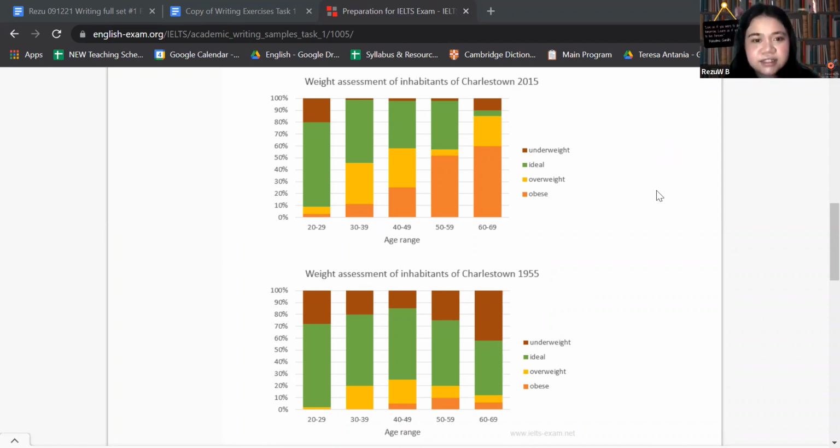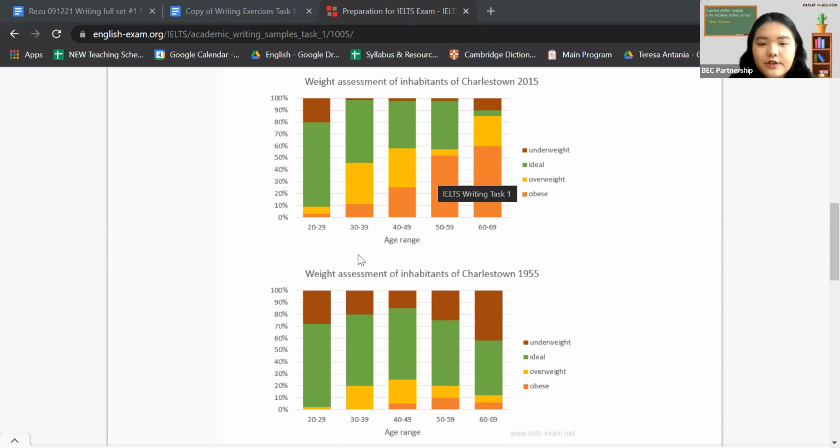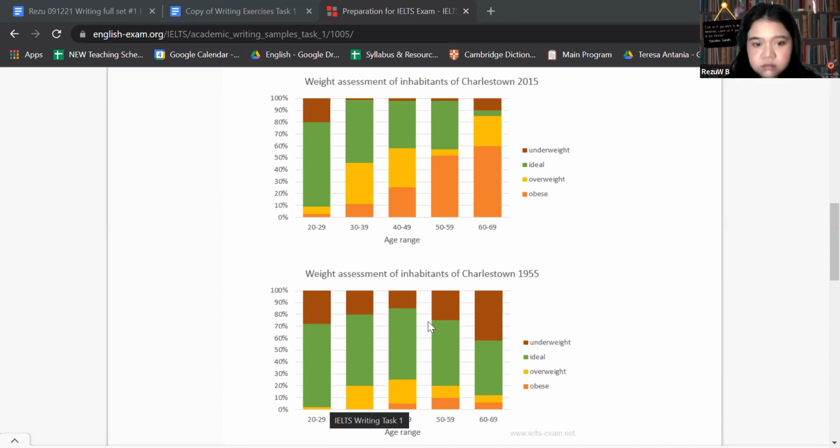Okay. For my overview, something like this, I will say that people of Charlestown in 2015 are less healthy than people in Charlestown in 1955. Oh, because of the obese, yeah. Yes, because even though the number for ideal weight for the 20 to 29 years old age group is basically the same, 70, the other groups lowered significantly, especially the older ones. Or if you want to make it more specific, you can also say that.